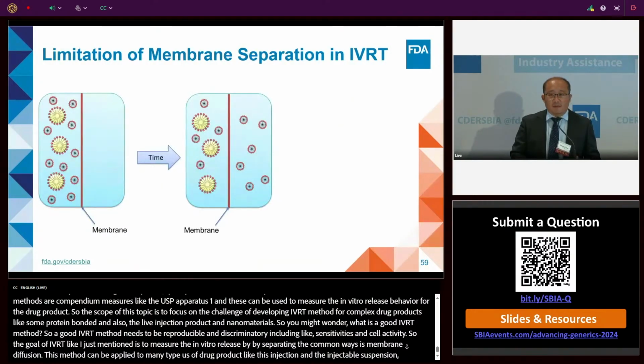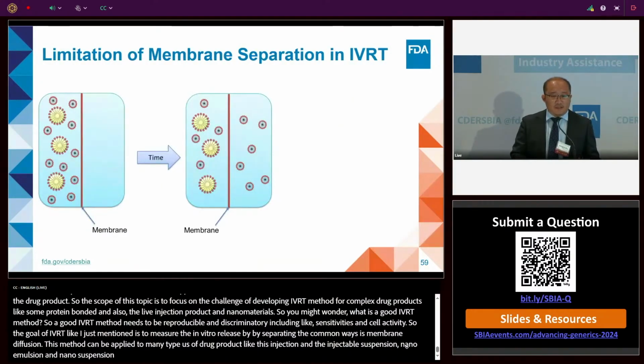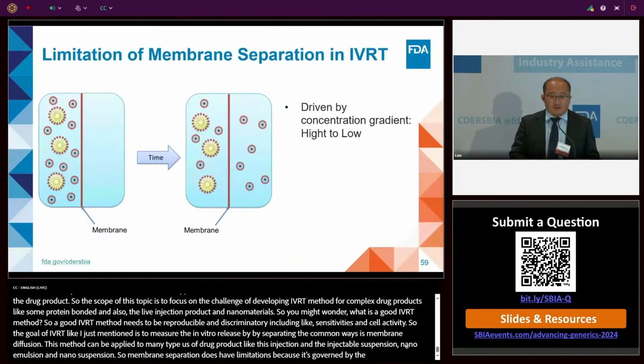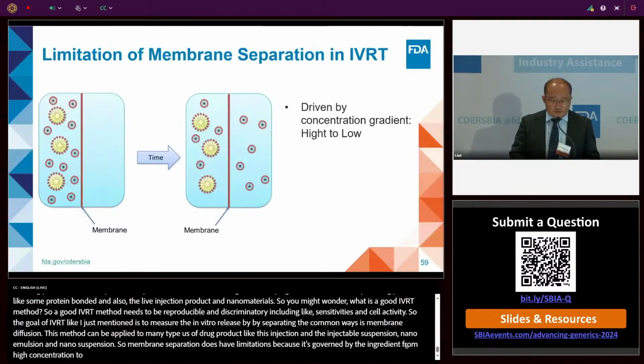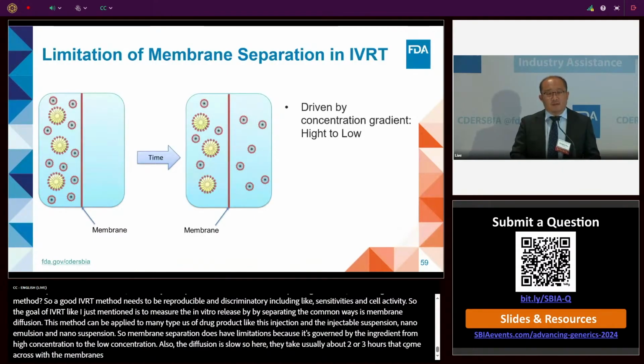However, membrane diffusion does have limitations because it's governed by the concentration gradient from the high concentration to the low concentration side. And also, diffusion across the membrane is slow. Usually it takes about 2 to 3 hours for 90% of the drug to come across the membrane, compared to drug release, which usually takes within a couple of minutes.